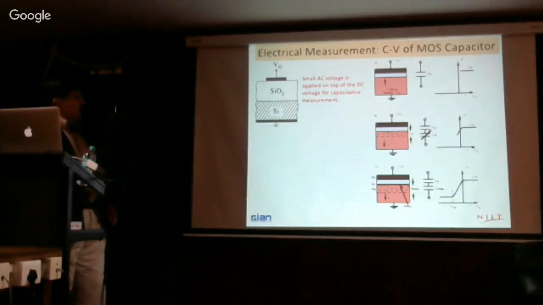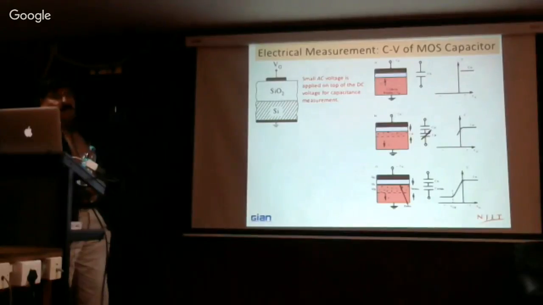Now this is N-type silicon. You start first when your voltage is positive, and accumulation takes place. These electrons are accumulated here. So you have this oxide, this is the C_O, the oxide capacitance. Then when you start decreasing the voltage, going slowly negative, the electrons are depleted.